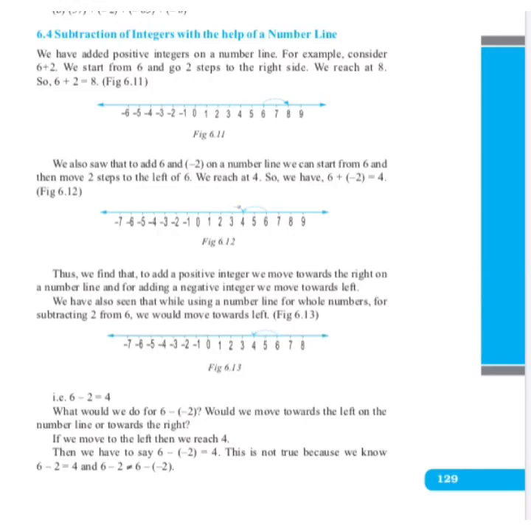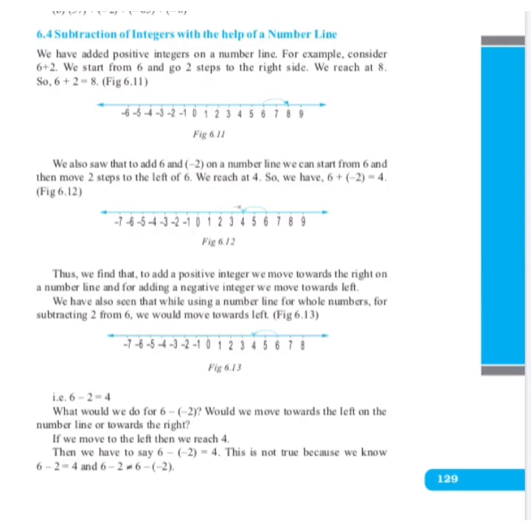Children, take out page number 129. Children, we have already learned addition of positive integers on a number line. Let's see one example in figure 6.11. Children, consider 6 plus 2. If we start from 6, we have to move 2 steps to the right side and we will get the answer of 6 plus 2, that is 8.